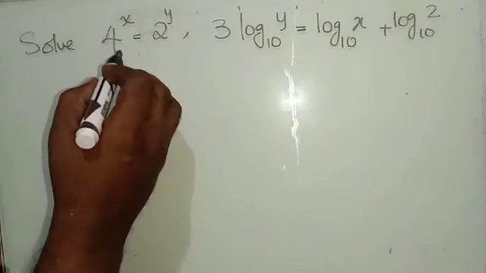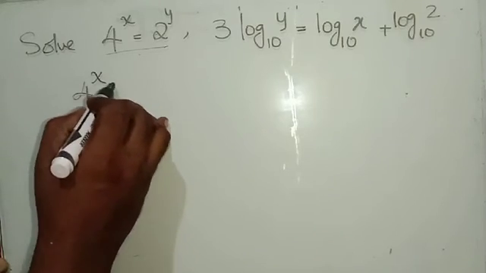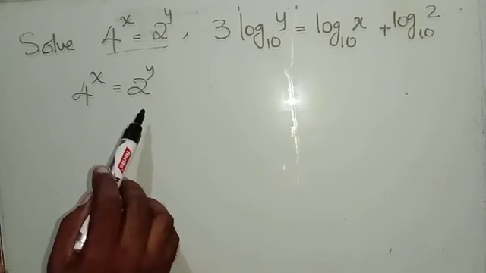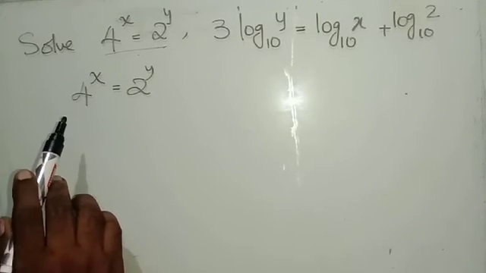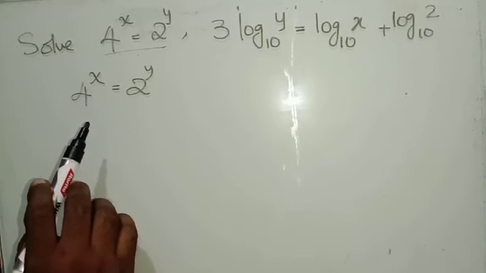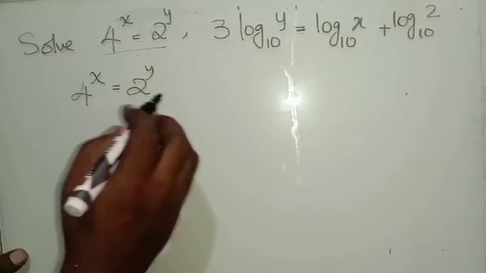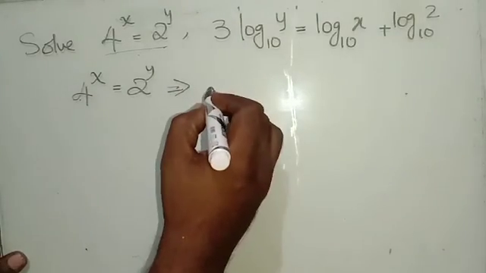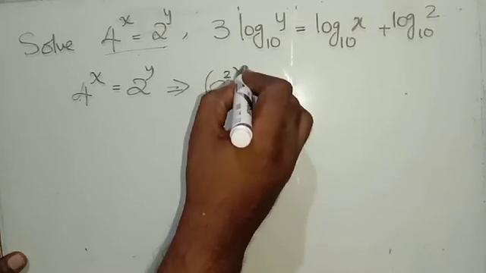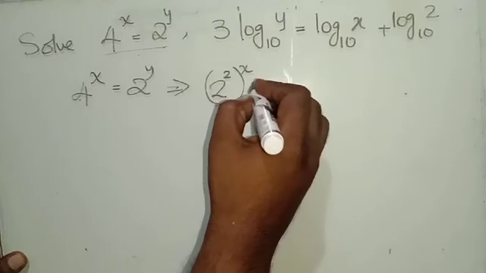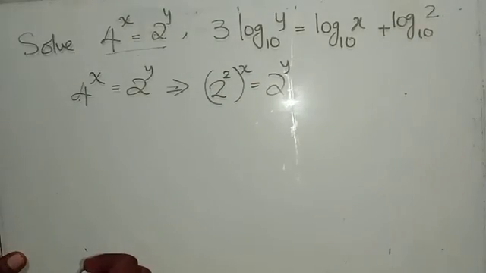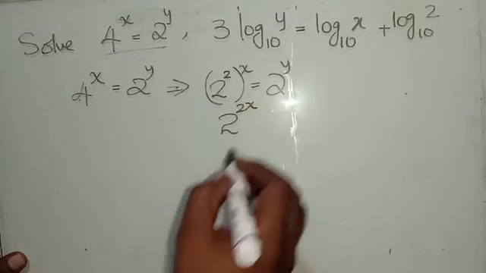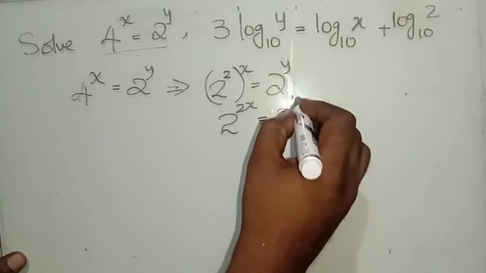Okay, so let's take the first equation. 4 raised to x is equal to 2 raised to y. Actually, we can solve it, we can simplify it by using laws of indices. But here I'll show you how to use the logarithms. So for that, we can make a small change here. 4 can be written as 2 squared, the whole raised to x. That is equal to 2 raised to y. So we get 2 raised to 2x is equal to 2 raised to y.